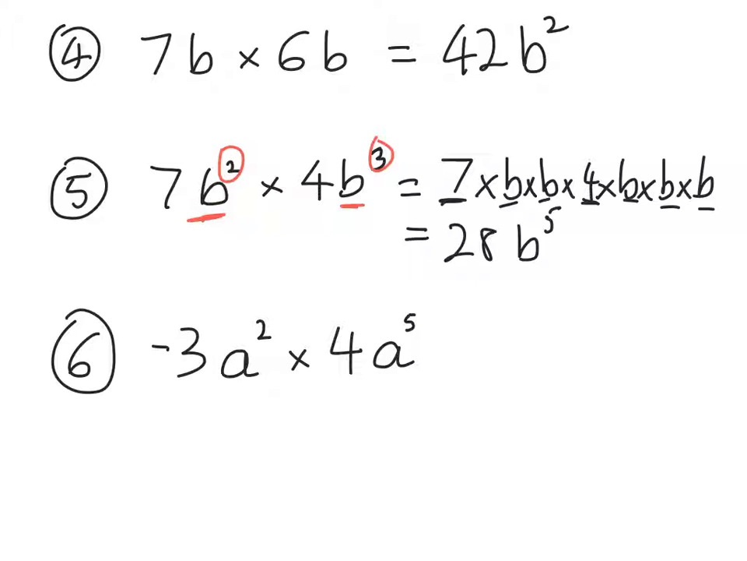So when I've got the same base, I add the indices or exponents. And the next one is the same idea. So I've got negative 3a squared times 4a to the power of 5 gives me negative 12a to the power of 7. So I've got a is the base here and a is the base here. So I can just add the powers.